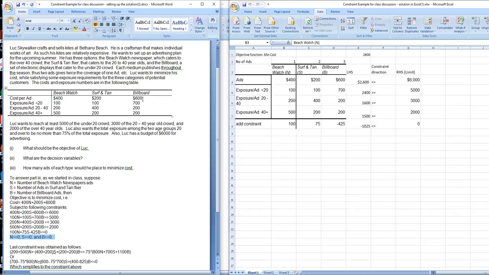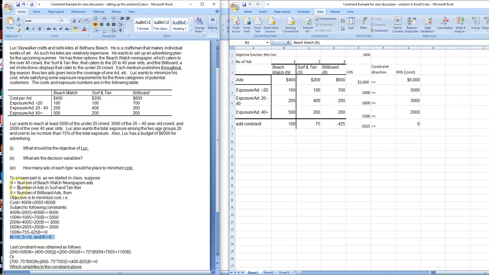So the decision you have to make is how many of each to advertise. In other words, your decision variables are number of Beach Watch ads, number of Surf and Tan ads, and number of billboard ads, subject to the conditions that are laid out in the problem so as to minimize cost. So the objective is to minimize cost, and decision variables are the number of Beach Watch ads, number of ads in Surf and Tan flyer, and number of billboard ads.